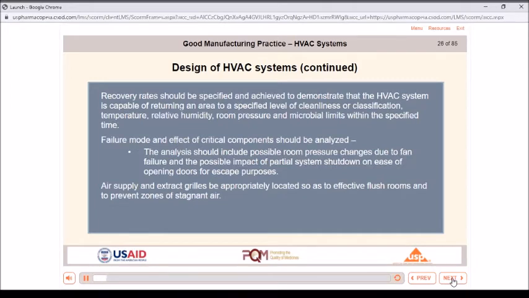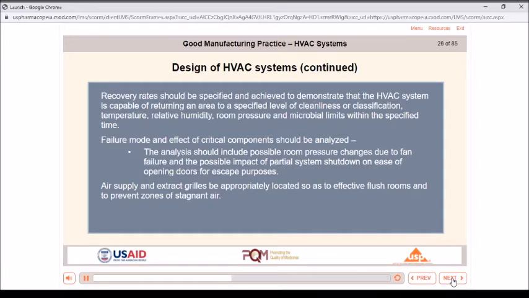Design of HVAC systems continued. Recovery rates should be specified and achieved to demonstrate that the HVAC system is capable of returning an area to a specified level of cleanliness or classification, temperature, relative humidity, room pressure, and microbial limits within the specified time.